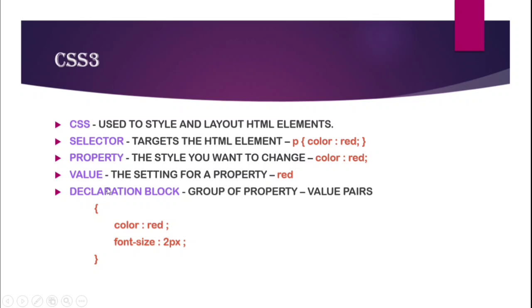Then we have the declaration block. A group of property value pairs is the declaration block. You can see color red, font size 2 pixel. So this is the declaration block. You can see this is the basic syntax.